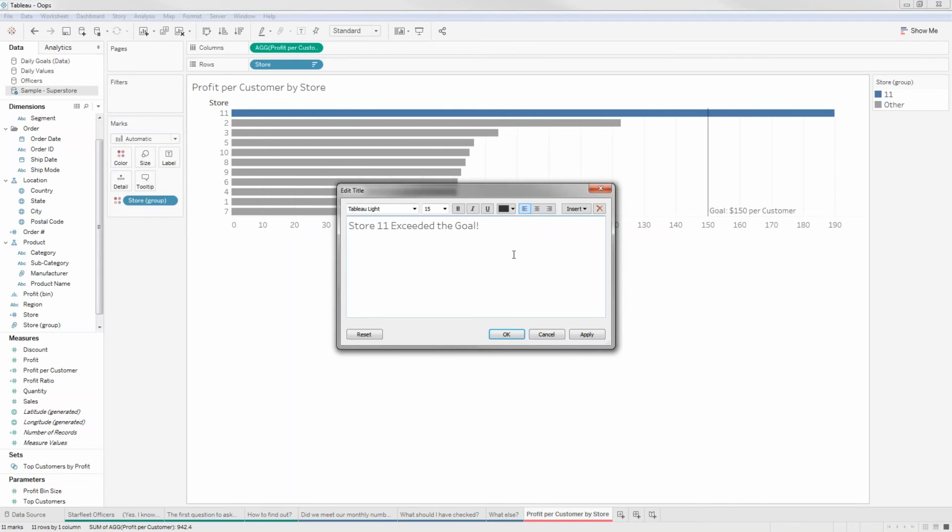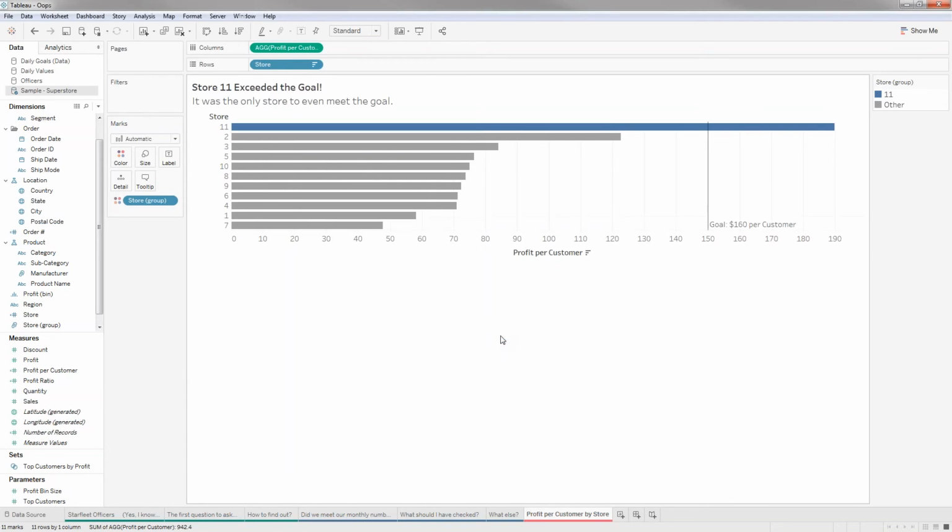In fact, store 11 was the only store to even meet the goal. And so now I've got a visualization that maybe is the start to a story. I might want to include this in a dashboard with other visualizations that bring out other aspects of that story.